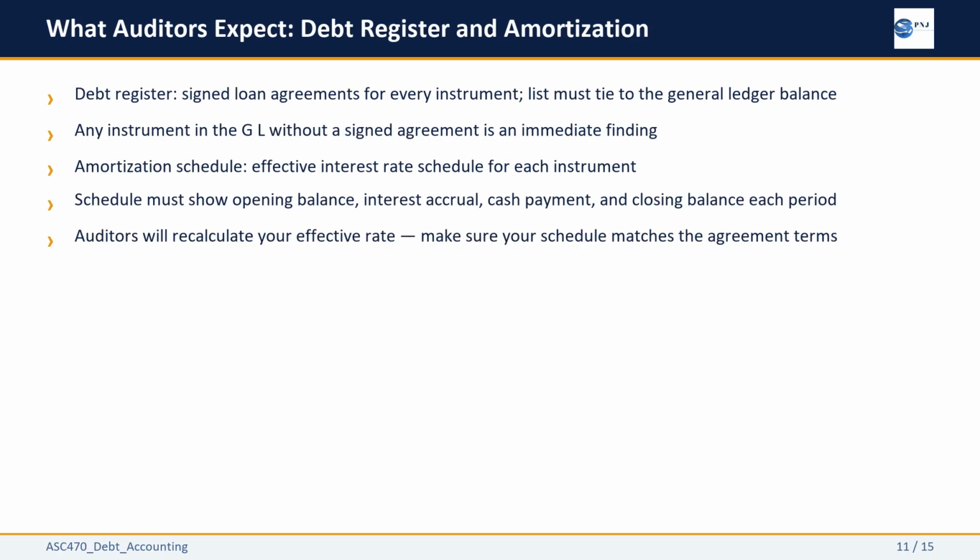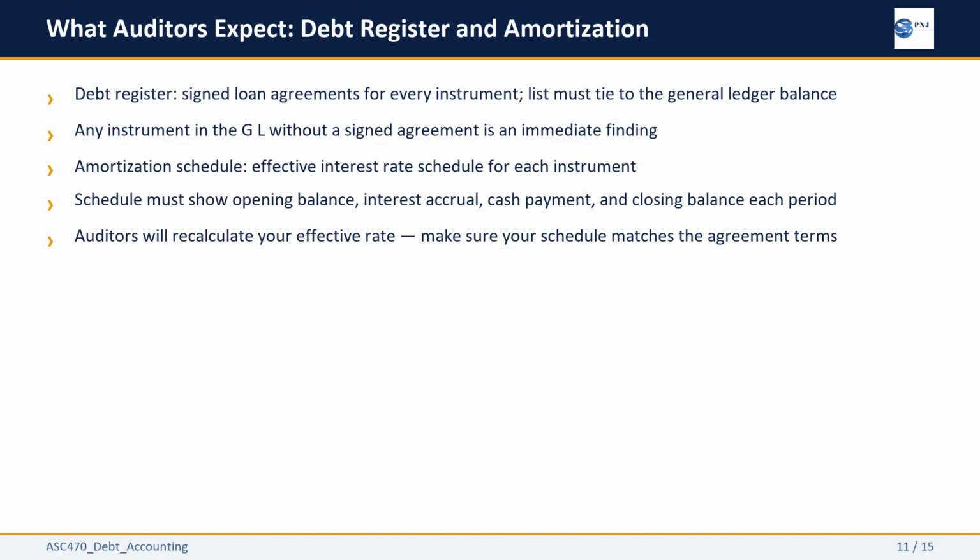Let's talk about what auditors actually look for, starting with the two most foundational items. First, the debt register. Auditors will ask for a complete list of all debt instruments tied to the general ledger balance, with signed loan agreements supporting every single line. If there is a balance in the GL with no signed agreement attached, that is an immediate audit finding. Do not let it happen.